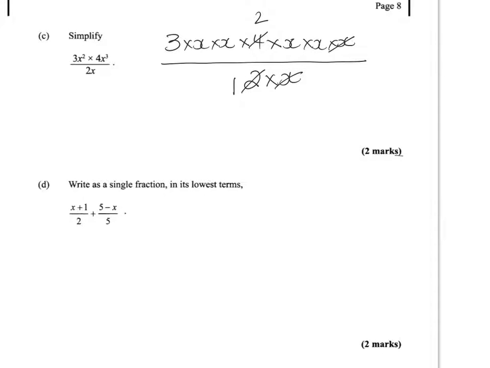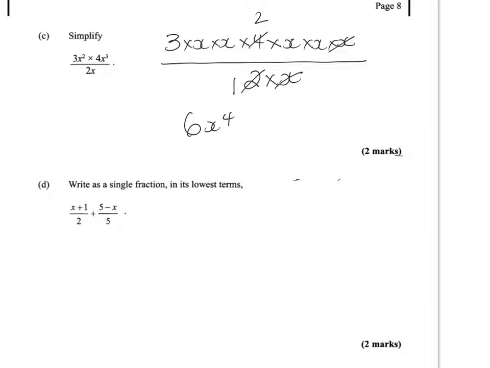And since nothing else can cancel, we just multiply out. So we start with the numbers. 3 by 2 is 6. And we have 1, 2, 3, 4 x's multiplied by each other. So we get 6x to the power of 4. Any method you use will be fine once you get 6x to the power of 4.